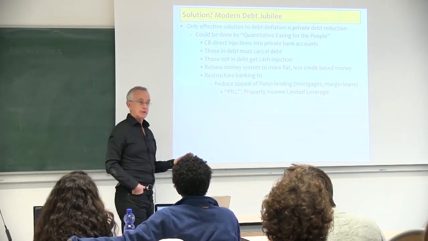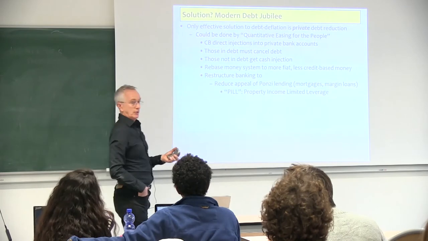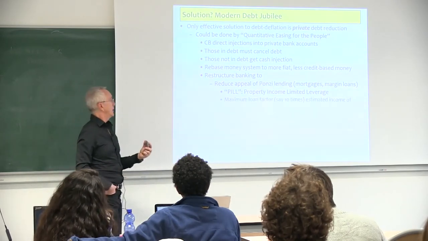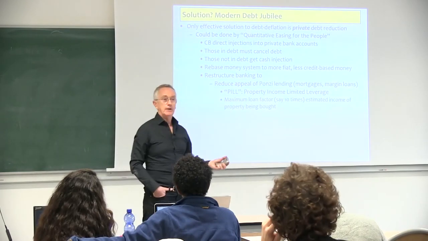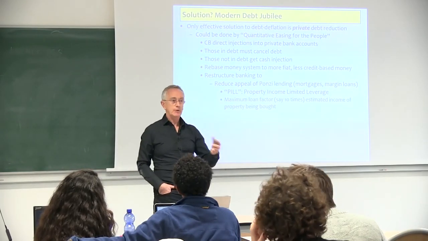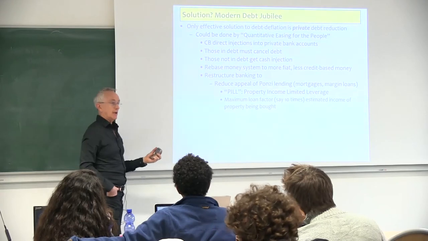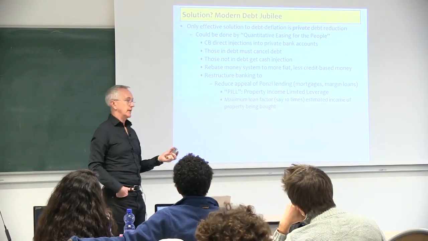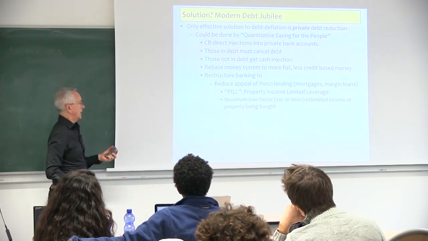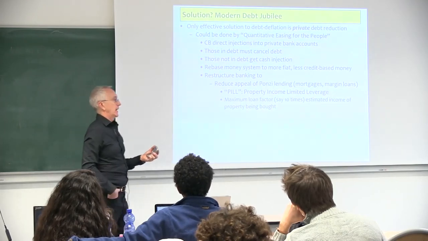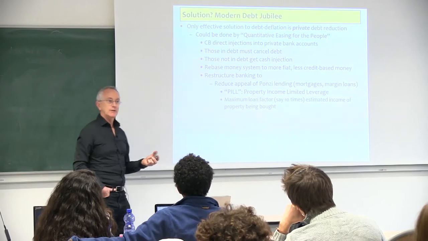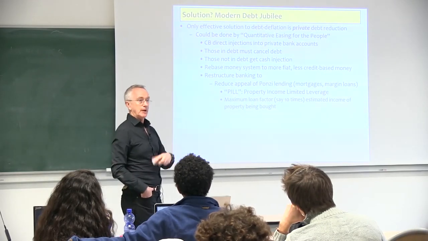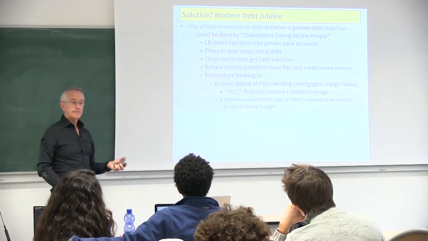So I've got two ideas I suggest there. One I call the PILL, for property income limited leverage, and that is to say that there's some maximum loan factor that can be given to buy a property, related to the rental income that property can be expected to earn. So say you have a factor of 10. For example, the house I'm living in London, I'm paying, what am I paying? £18,000 a year to rent it. Well, with my rule, the maximum anybody could borrow to buy it would be £180,000.